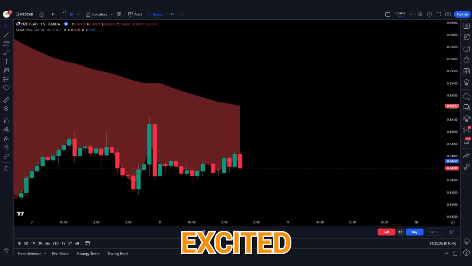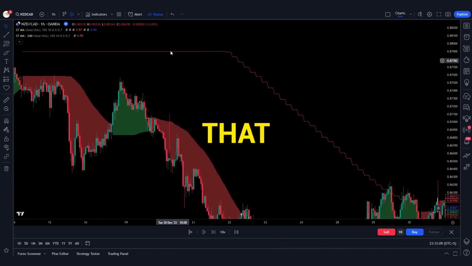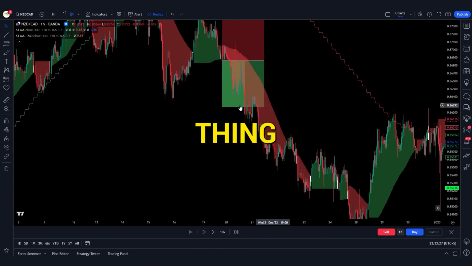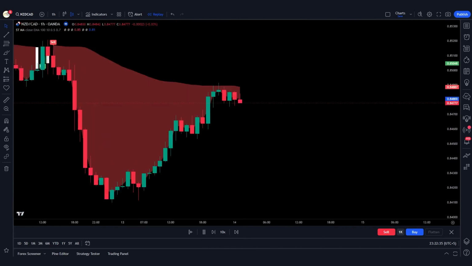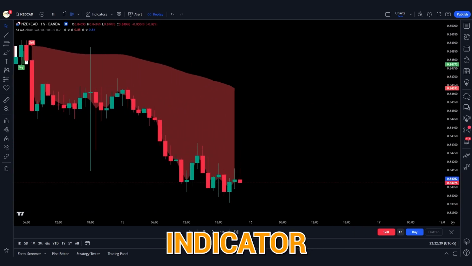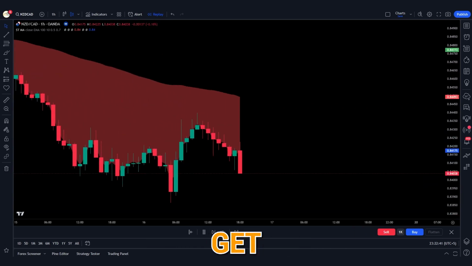Today, I'm really excited to share with you this amazing trading strategy that takes highly profitable trades using this single indicator. And the best thing is, I'm going to show you step by step the strategy that you need to follow for taking highly profitable trades using this one indicator. So without any further ado, let's get started.